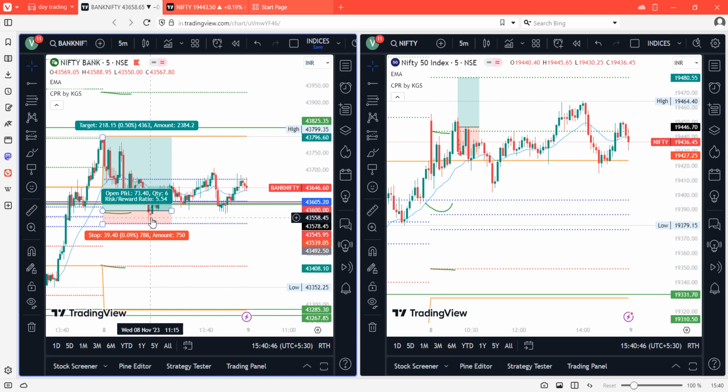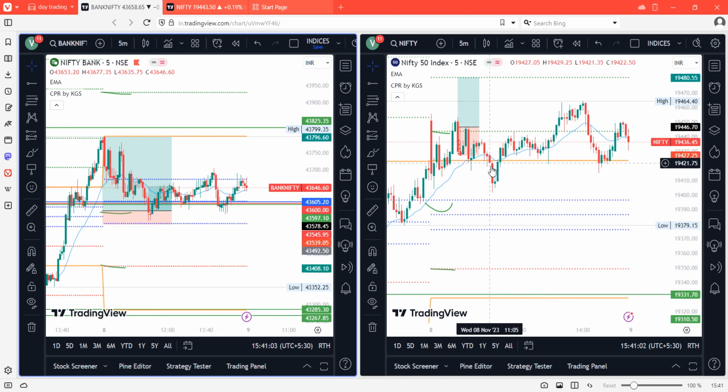When I see an indecision candle at my trade location, a high probability trade location, I look at Nifty also, or the other index also. Let's see, this is the 11:15 candle. What is the candle at 11:15? See, this is the candle at 11:15. Why am I seeing both the indices?